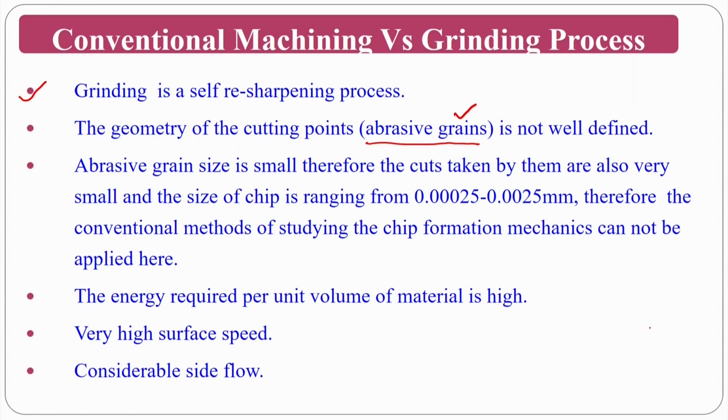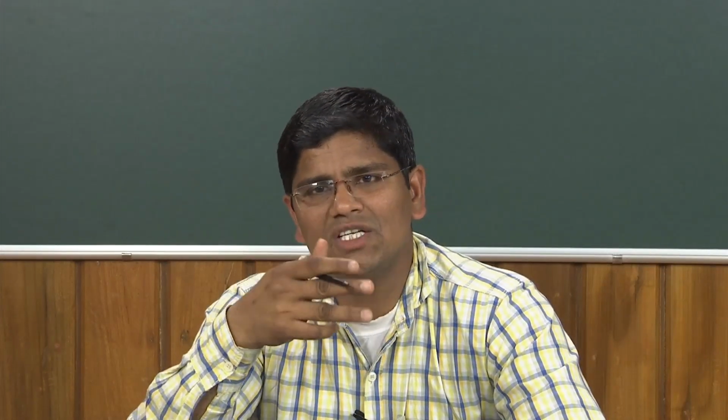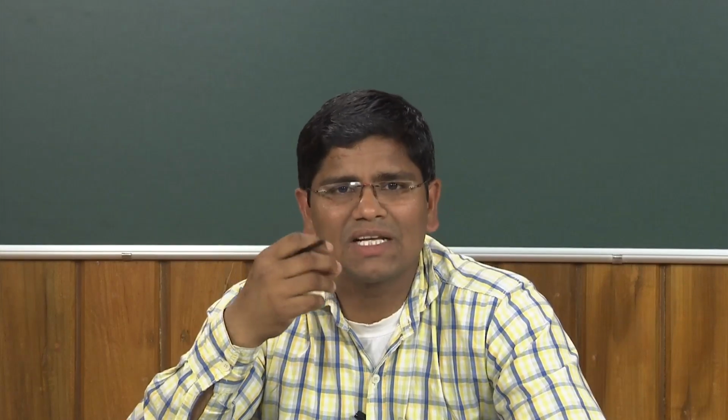Abrasive grains are very small, therefore the cuts they take are also very small, and the chip size ranges within this range. That is very small for normal applications. Therefore the conventional method of studying chip formation mechanics cannot be applied here. Okay, so that is a difference. There the chip size is very high; here the size effect will come into picture. The size effect is that energy increases if the chip thickness goes down. That itself is a very big theory which I am not going to explain here.